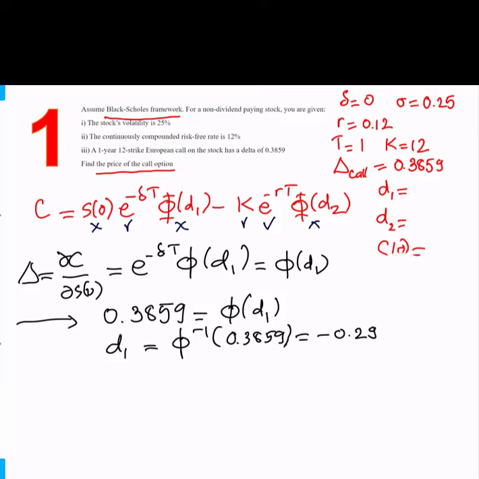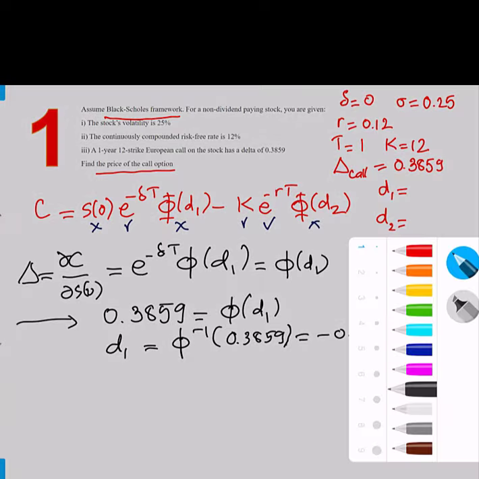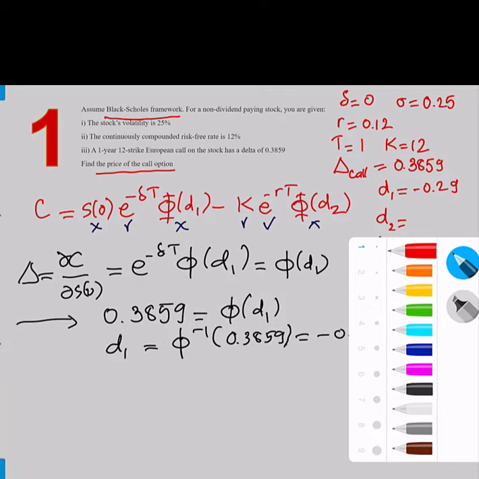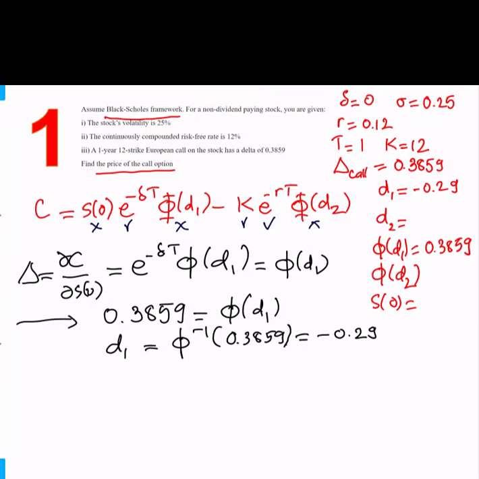Let me just erase this one and this one. So now I got new information. I got D1 is negative 0.29, right? And don't forget that phi of D1 is 0.3859, right? We need to find D2, phi of D2 and S0. Now D1 is given, phi of D1 is given. So from D1, now we are going to find D2.